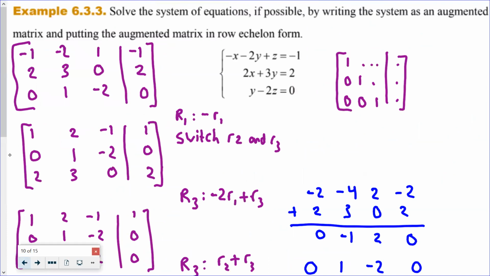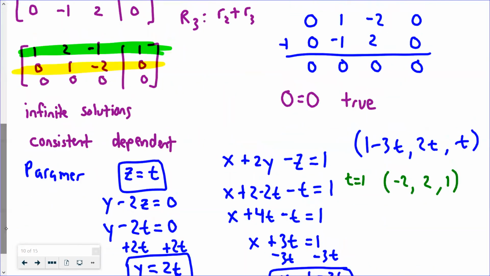Well, what if I wanted to get another point? Then let's just come up with another t value. Let's let t equal 2. If t is 2, then 1 minus 3 times 2, that's 1 minus 6. We get negative 5. 2 times 2 is 4, and then 2. So this would be another point on that line. And I could just keep plugging in values for t, and it would keep giving me points that are on the line where all three of those planes intersect.